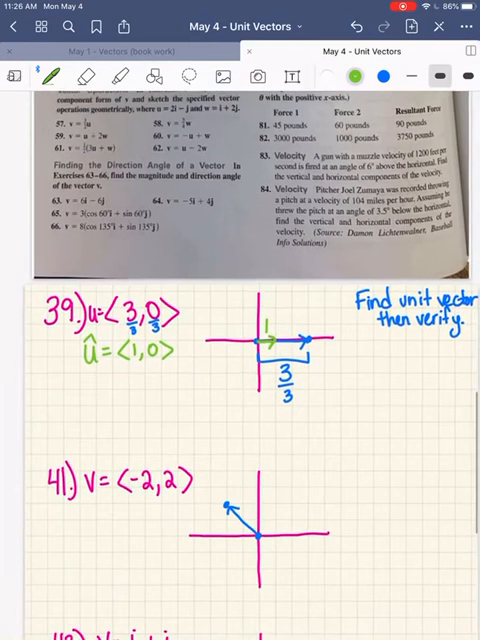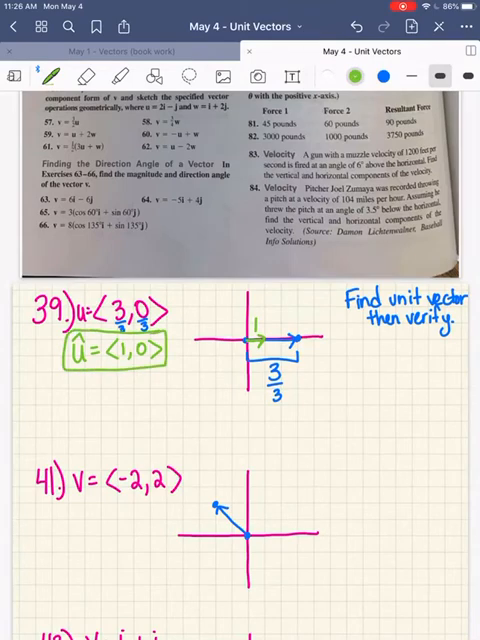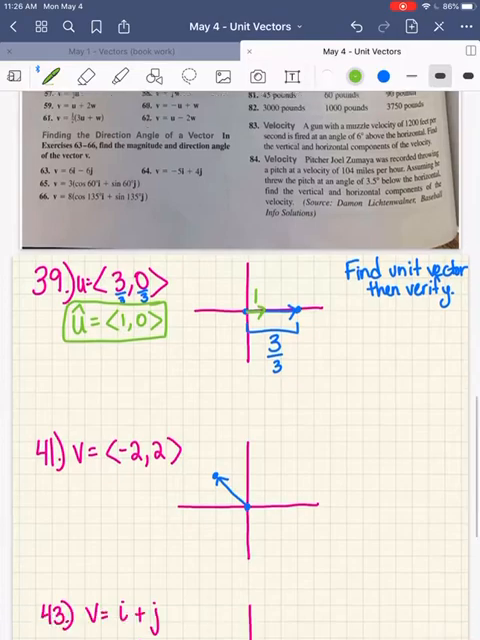All right, so this is technically my final answer. Now, it says verify that the magnitude is 1. Well, I could just say, look at the picture. There you go. I'm going to show you in the next example how you actually can do it mathematically, though.